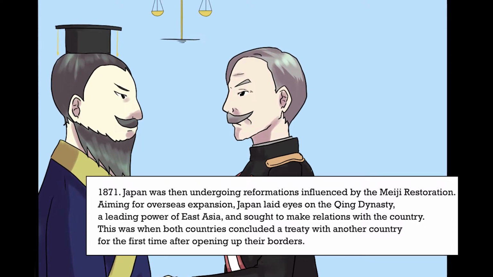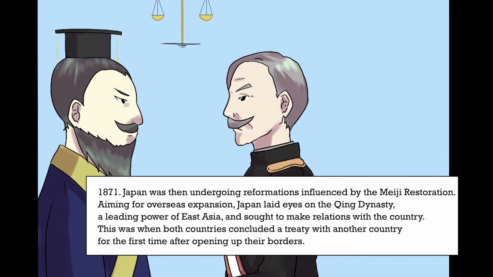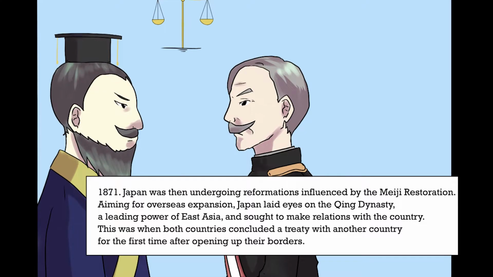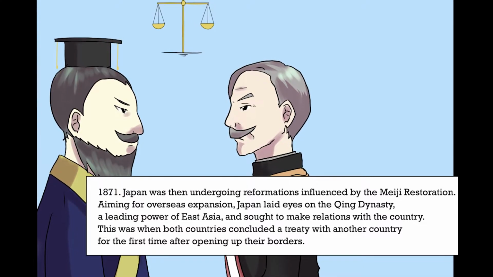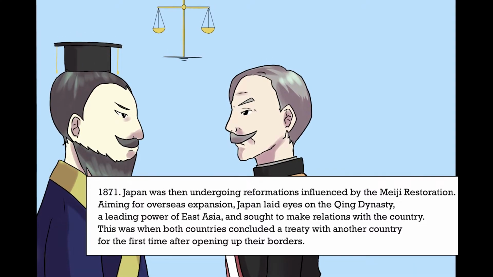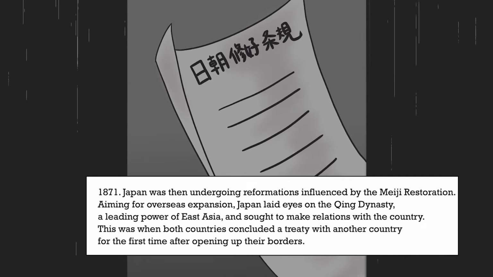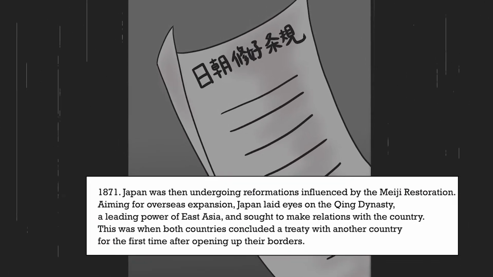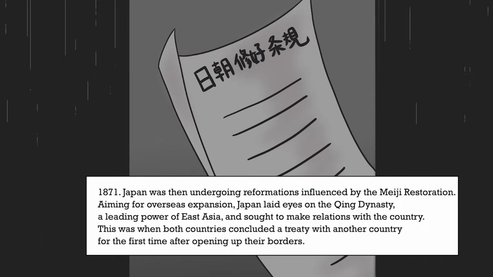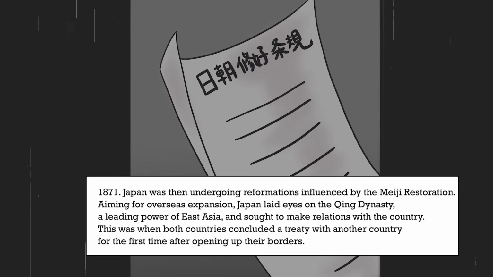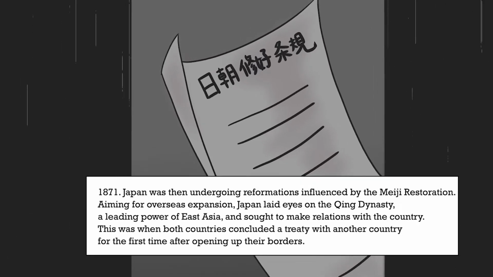1871. Japan was then undergoing reformations influenced by the Meiji Restoration. Aiming for overseas expansion, Japan laid eyes on the Qing Dynasty, a leading power of East Asia, and sought to make relations with the country. This was when both countries concluded a treaty with another country for the first time after opening up their borders.